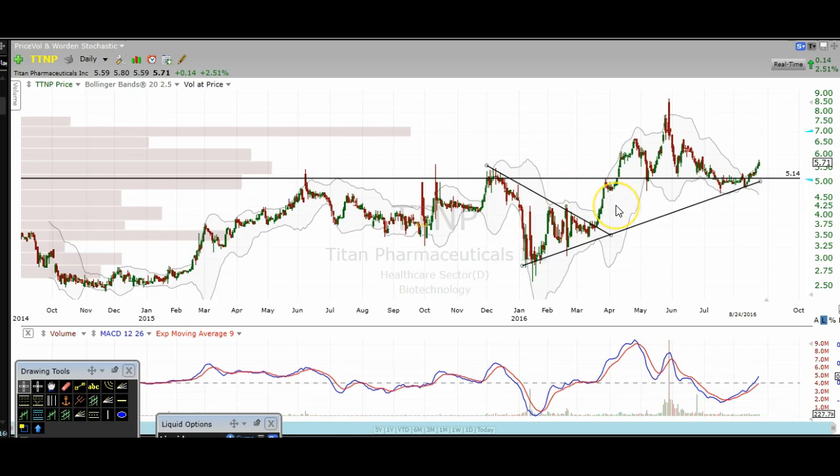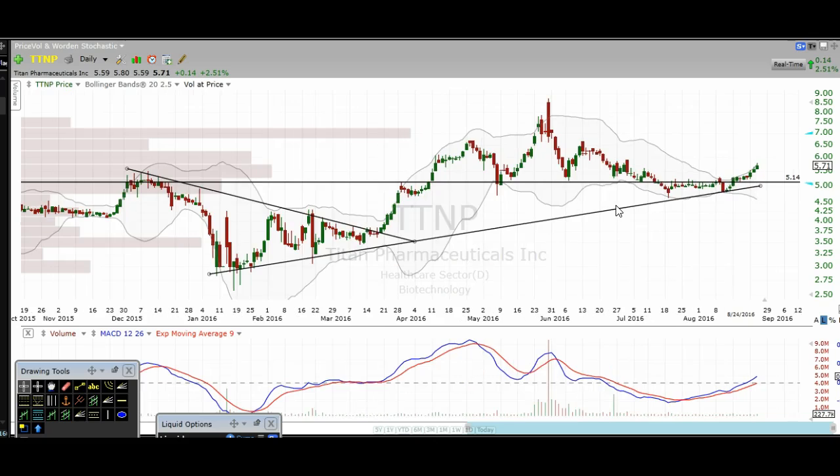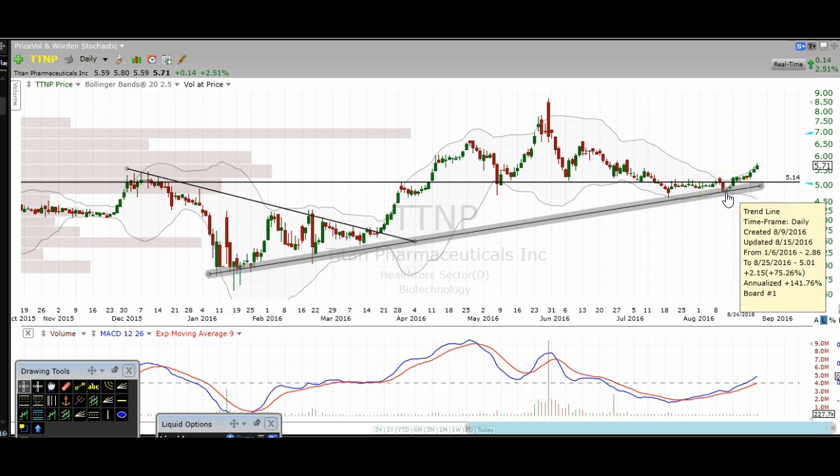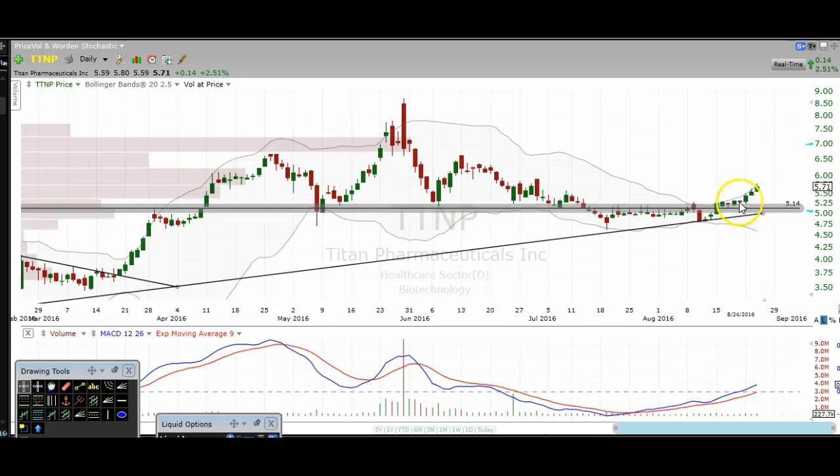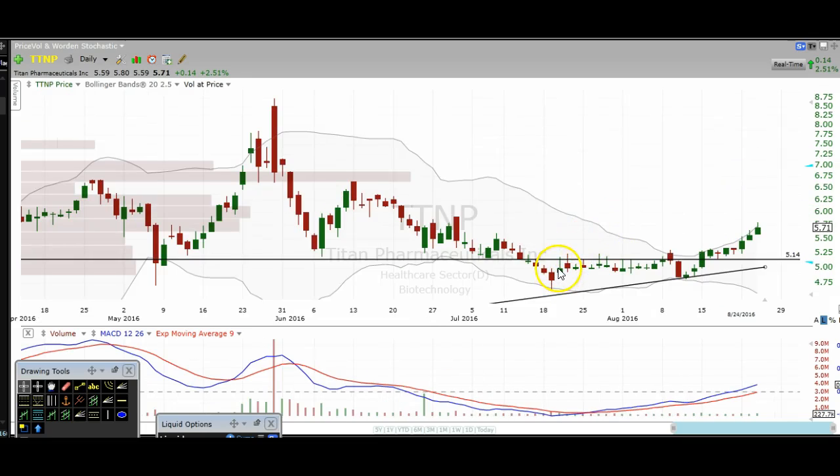Alright, TTNP is one that I have looked at here. And as you can see, we have a nice uptrend line right here. A lot of touches against this trend line. Again right there, again right here. And then here we are breaking higher. As you can see, we broke over this resistance.